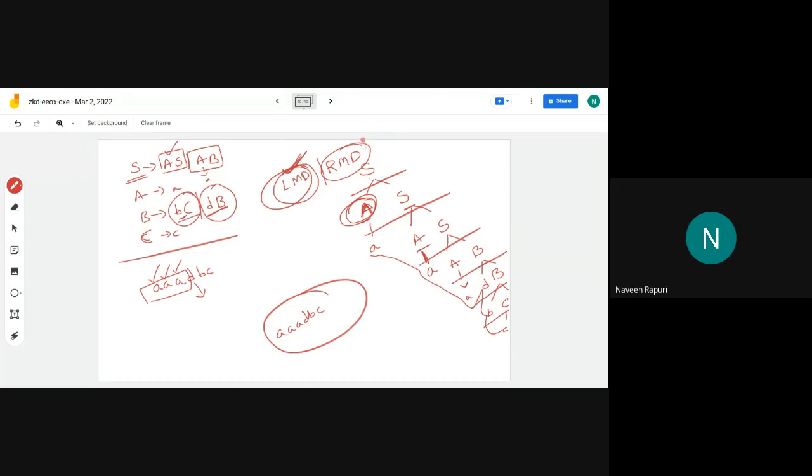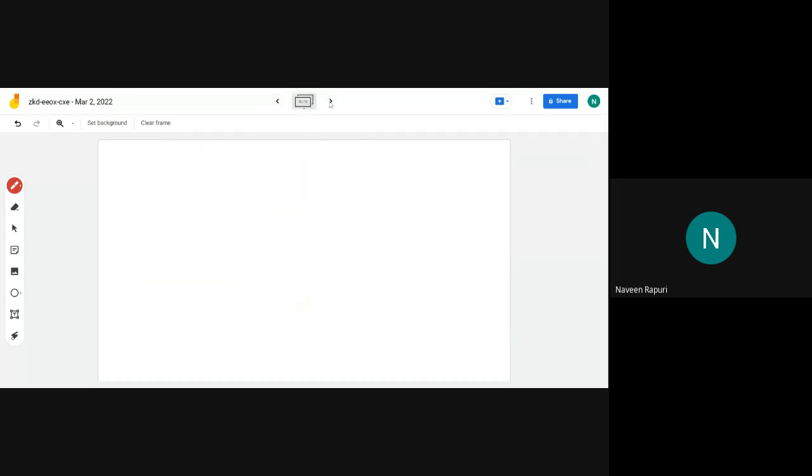rightmost derivation. So construction of LMD, RMD in a tree format is called the leftmost derivation tree and rightmost derivation tree. Writing the tree for the LMD or writing the tree for RMD is called a derivation tree. So hope you got the terminology. What is derivation? What is derivation tree?